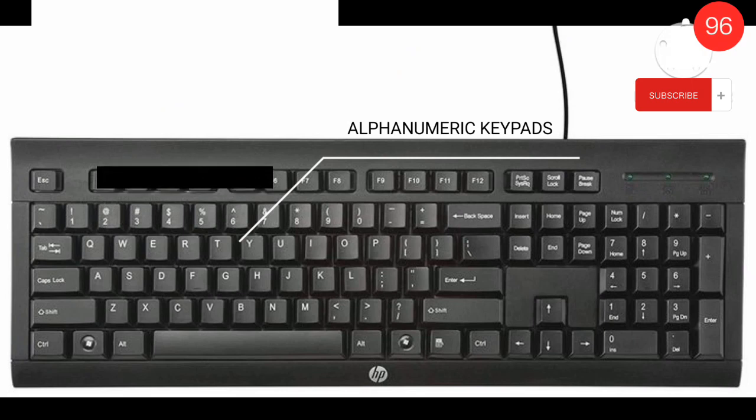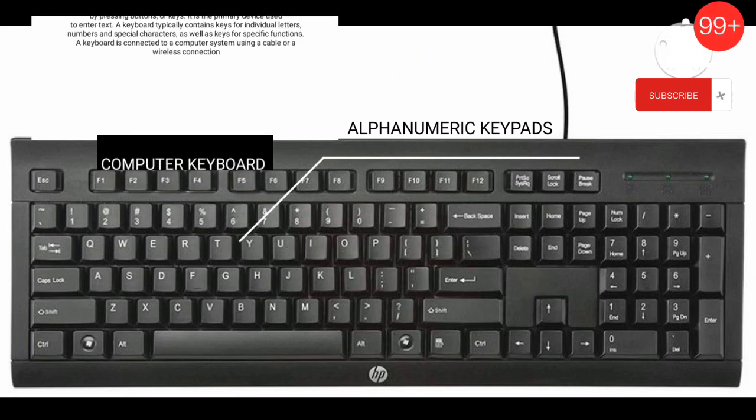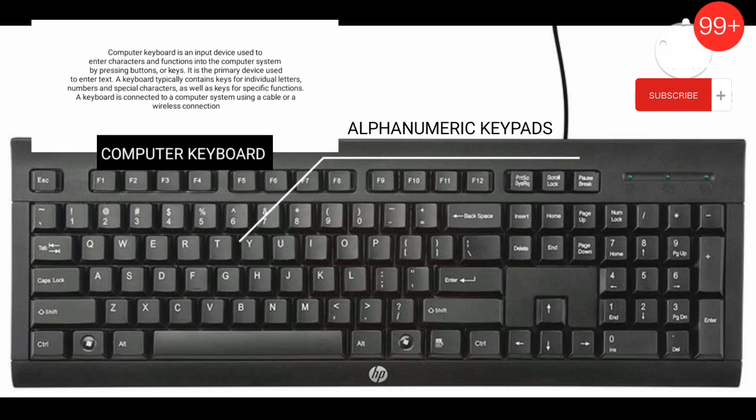Now we have the keyboard. A computer keyboard is an input device used to enter characters and functions into the computer system by pressing buttons or keys. It is the primary device used to enter text. A keyboard typically has keys for individual letters, numbers, and special characters, as well as keys for specific functions. A keyboard connects to a computer system using a cable or a wireless connection.